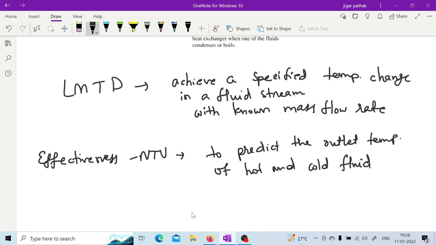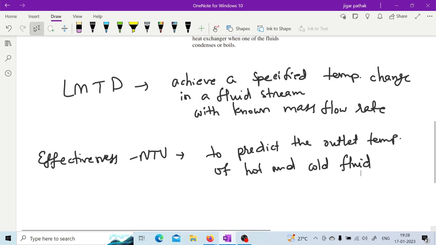So we will see both of these methods one by one, but before going to discuss both the methods, we first have to have an idea about some basic terms and basic phenomena occurring in a heat exchanger.